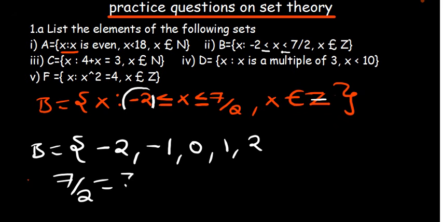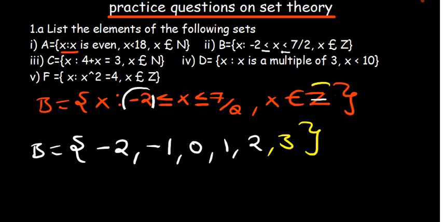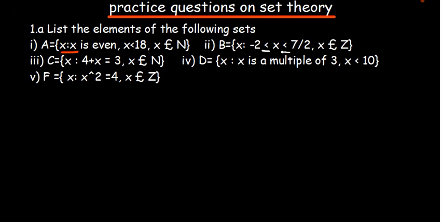3.5 is not an integer. So even when it says x is less than or equal to 7/2 and x is a member of the integers, 7/2 is not going to be part of the set. So we're going to have a 3. 3.5, which is 7/2, is not going to be part of the set because we are only interested in integers. That is the way you approach such a question. Make sure that whatever you are listing satisfies all the conditions given.